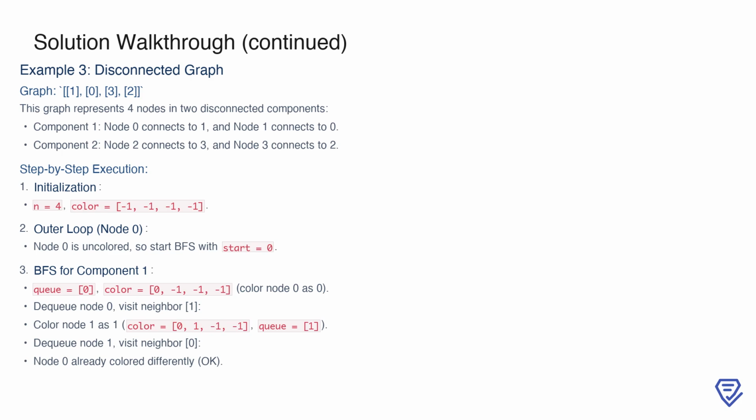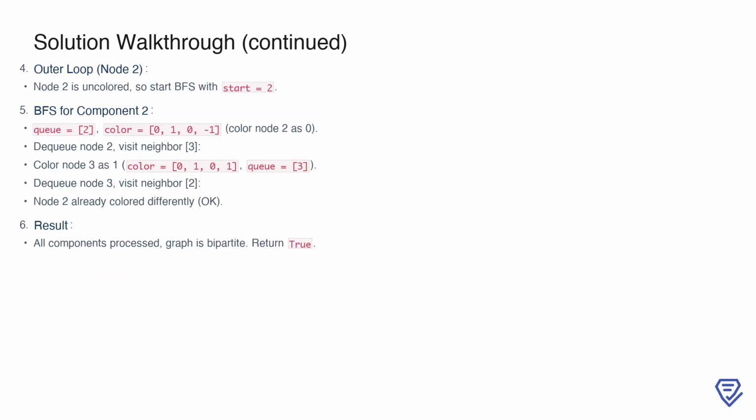We initialize n to 4 and the color array to -1, -1, -1, -1. Starting with node 0, which is uncolored, we initiate a BFS for component 1. For component 1, we initialize the queue with 0, and color node 0 as 0, updating the color array to 0, -1, -1, -1. We dequeue node 0 and visit its neighbor, node 1, coloring it as 1.